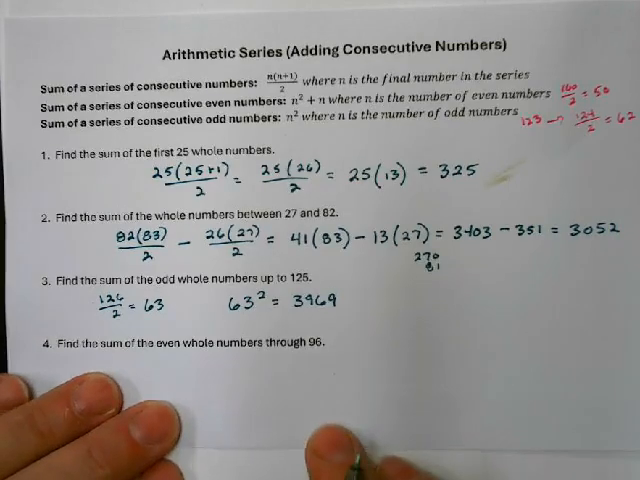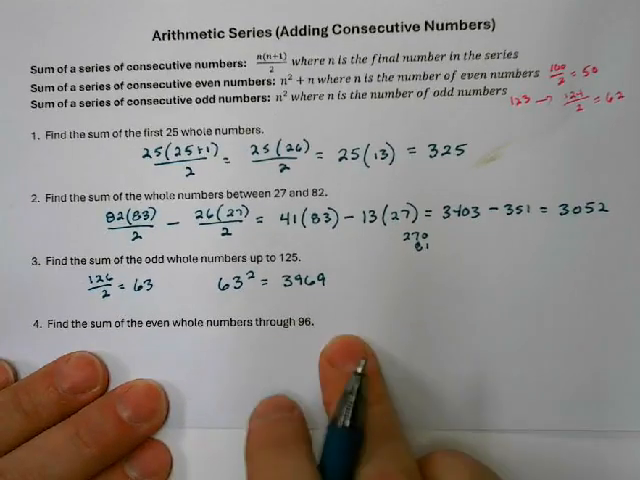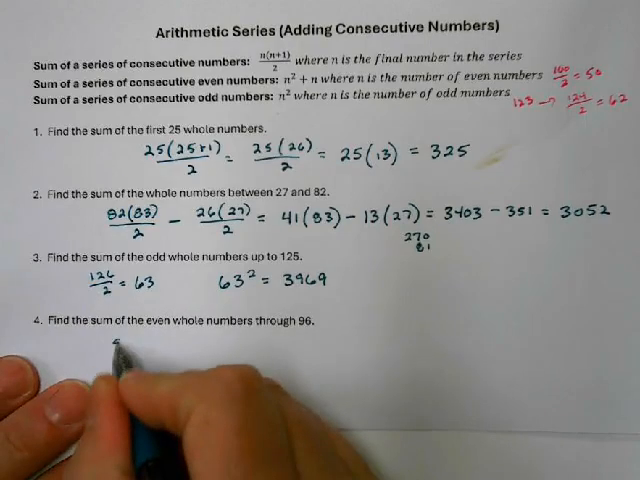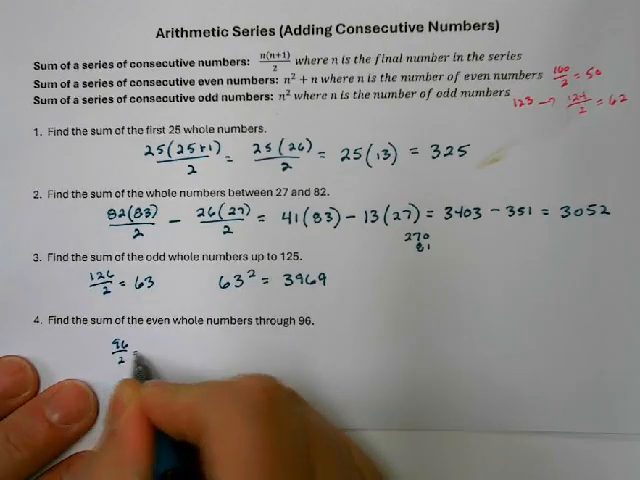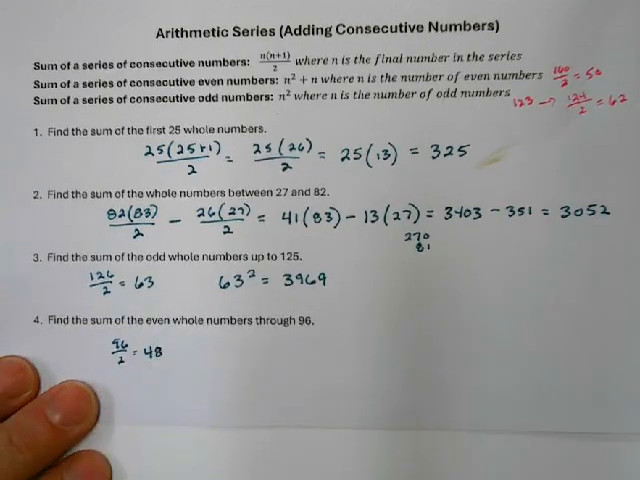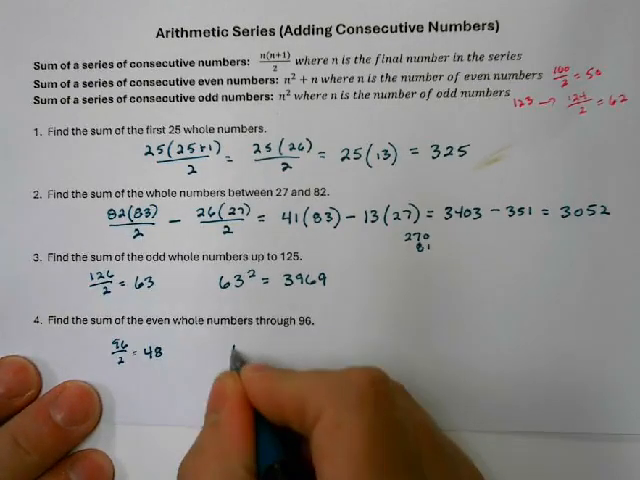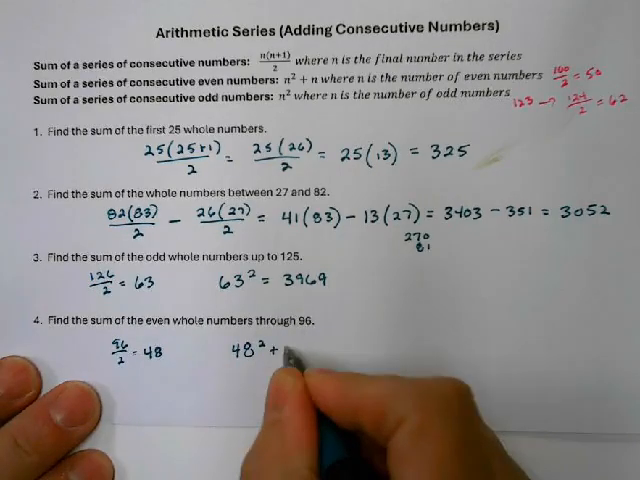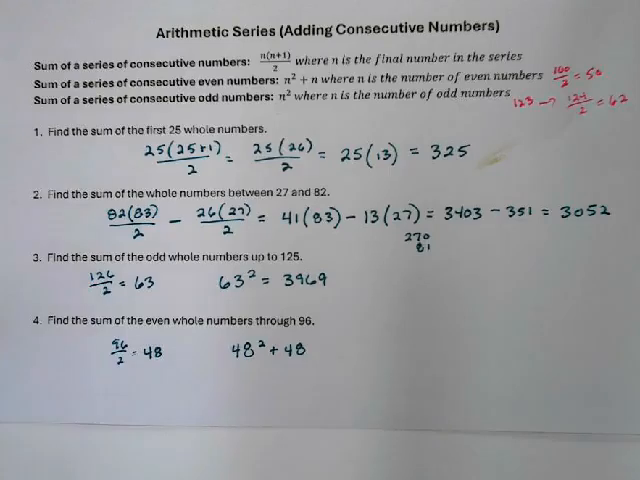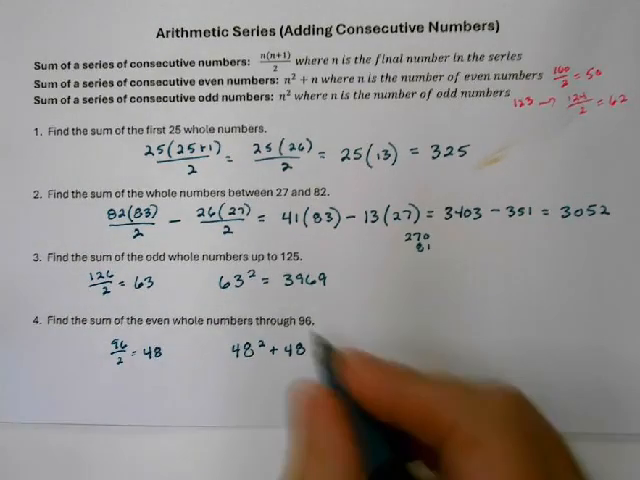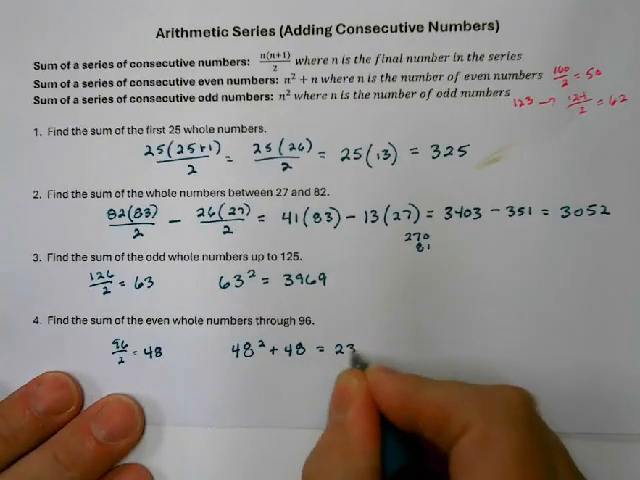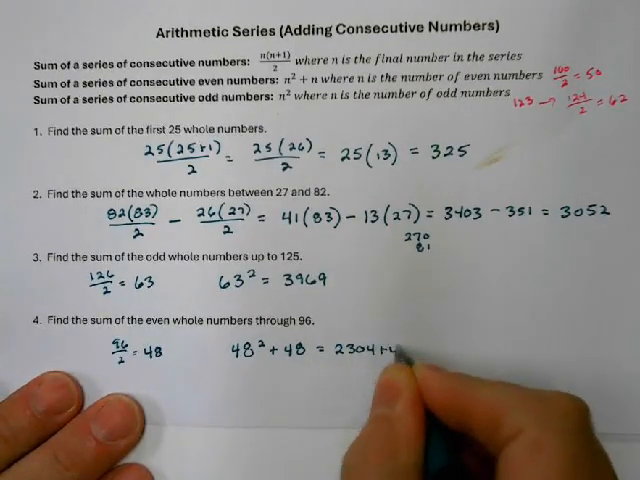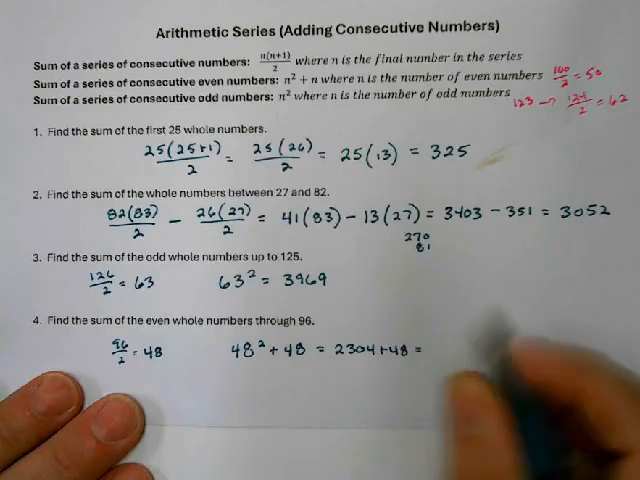Find the sum of the even whole numbers through 96. So 96 divided by 2, there must be 48 even numbers through 96. So we would do 48 squared plus 48. So 48 squared is 2304, plus 48 ends up being 2352.